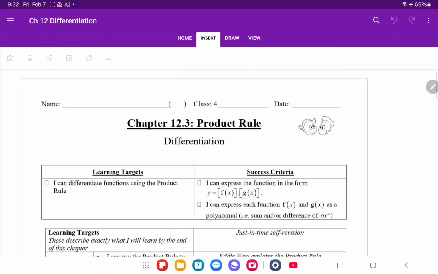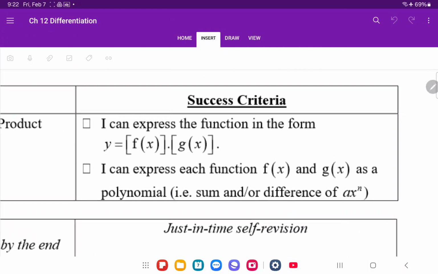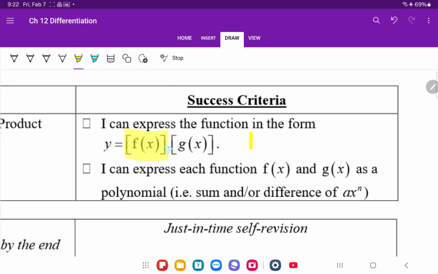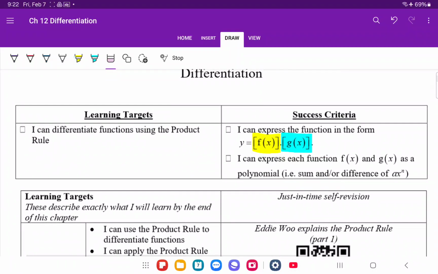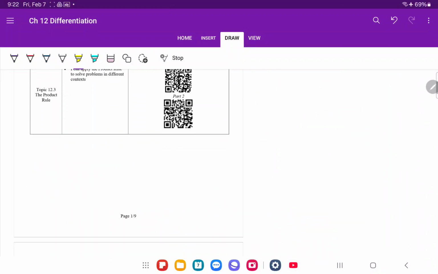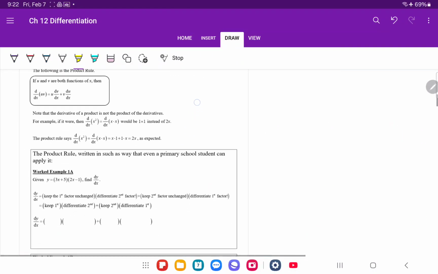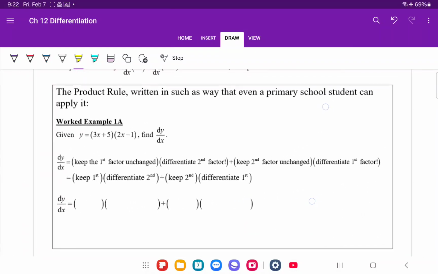Now the product rule simply says, when your original equation y is made up of a product, that means there is a function multiplied by another function. There are two things that are multiplied together. You have to begin something known as the product rule. Now let's move on. Okay, let's put it a bit simply.